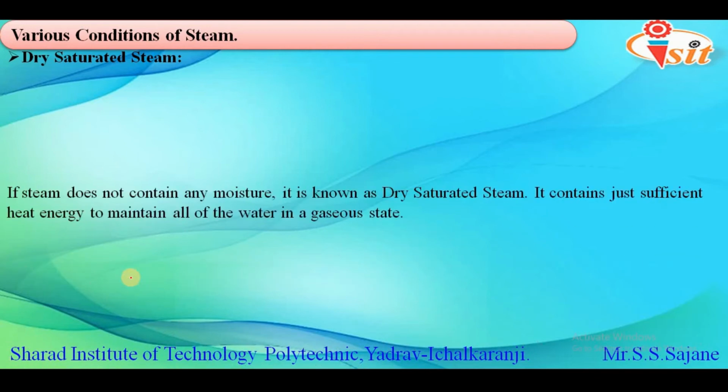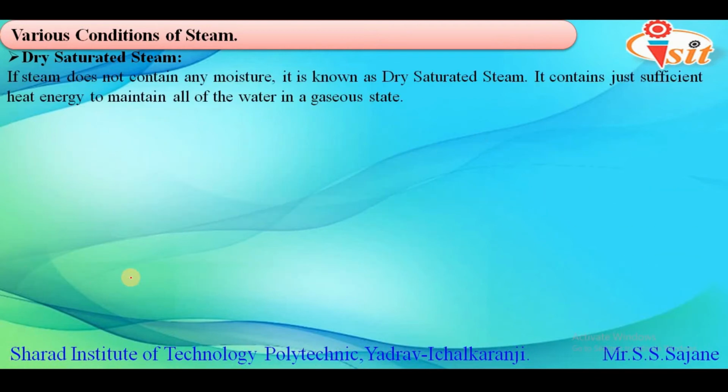If the steam does not contain any moisture, then we call it dry saturated steam. It contains just sufficient heat energy to maintain all the water in the gaseous state. Or in other words, we can simply say that it is the minimum amount of heat required to convert the entire given quantity of water into 100% gaseous state. So we can call it dry saturated steam.